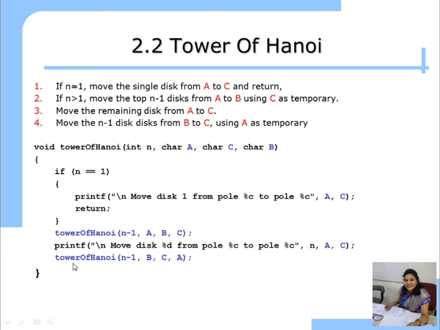Next, the last step is to move the n minus 1 disks from B to C using A as a temporary. So B is the source, C is the destination, and A is the temporary. See here, tower of n minus 1: B is the source, C is the destination, and A is the temporary pole.